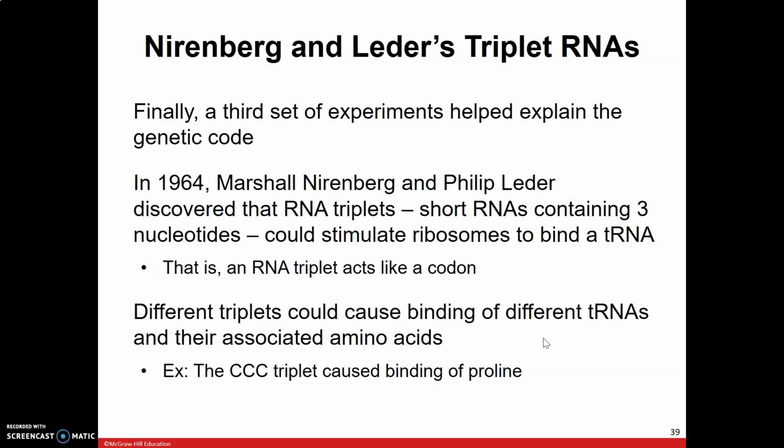And then the last set of experiments, Nirenberg, which we talked about earlier, Marshall Nirenberg, and Philip Leder came up with RNA triplets. In other words, they made full codons. Each one of those triplets acted functionally just like a codon. And different triplets caused different binding patterns to different transfer RNAs. So it wasn't just that you're dealing with individual fragments of RNA, letting opposite codes bind to each other. These were actual tRNAs that had amino acids hooked onto them.